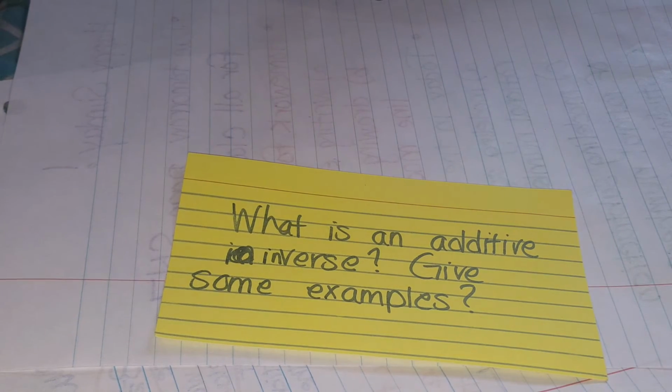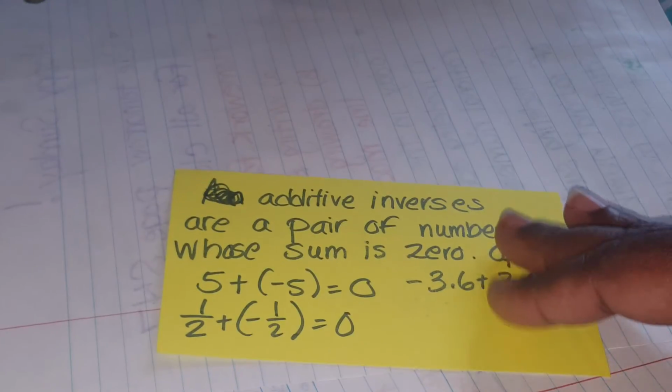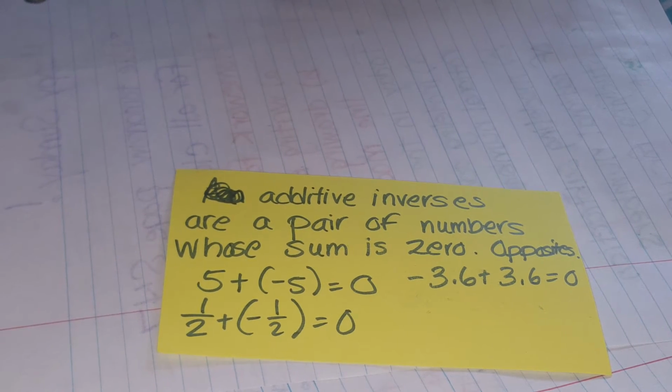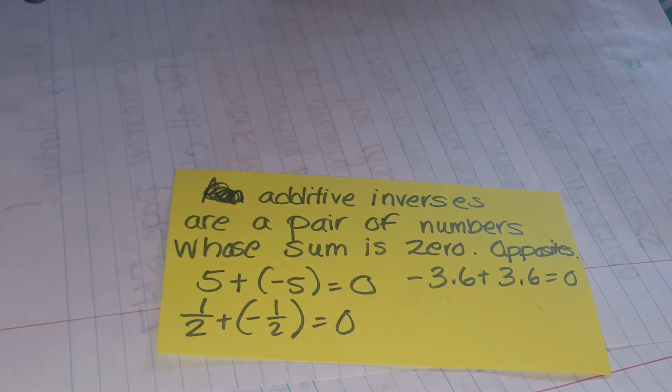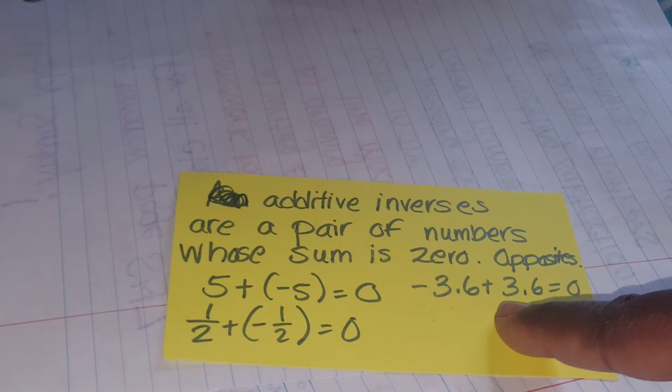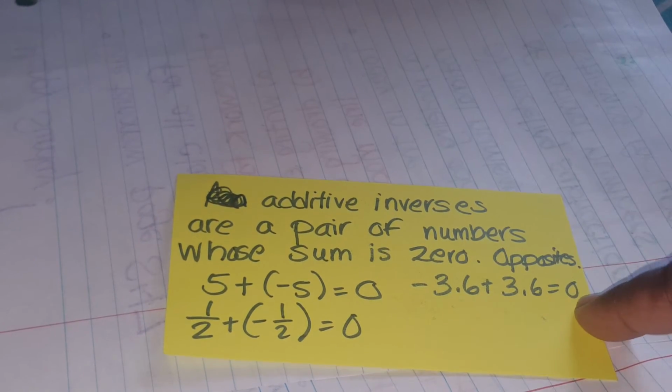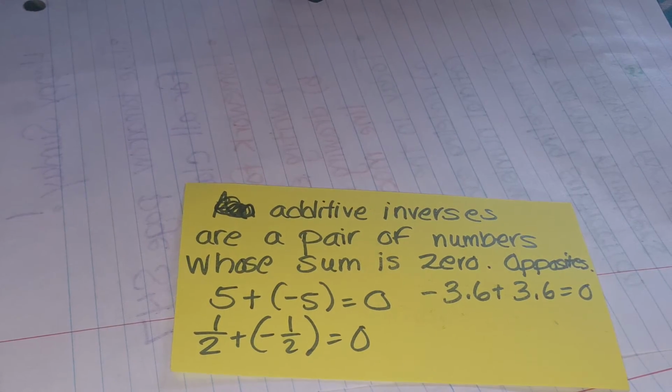And I'll flip this over so that we've got a little white background here. Okay, so this is one I made. What is an additive inverse? Give some examples, and then you flip it over and you just say additive inverses are a pair of numbers whose sum is 0, or opposites. Then I've got some examples. 5 plus negative 5 is 0. Negative 3.6 and 3.6, sum is 0. 1/2 plus negative 1/2, 0. Here's another example.